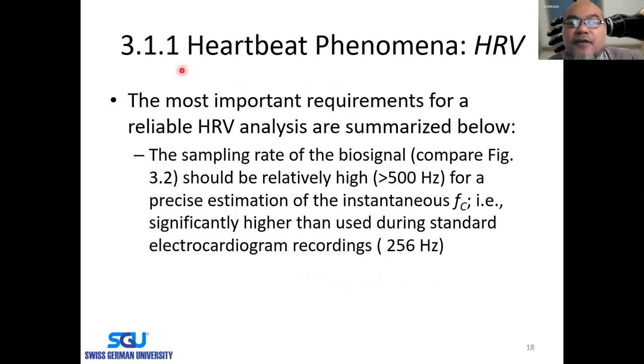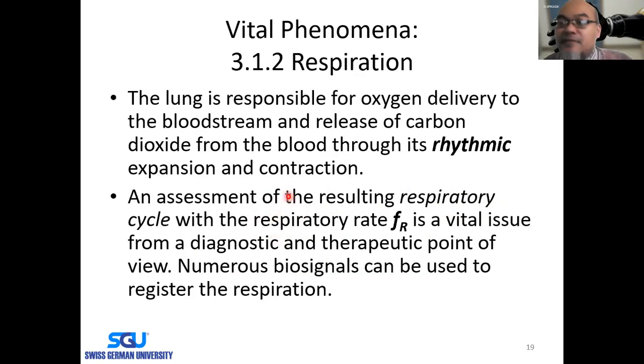So the most important requirements for a reliable HRV analysis are summarized below. The sampling rate of the biosignal should be relatively high, larger than 500 Hertz, for a precise estimation of the instantaneous FC, the instantaneous heart rate. It is significantly higher than in a standard electrocardiogram recording, which is usually 256 Hertz, sometimes even lower.